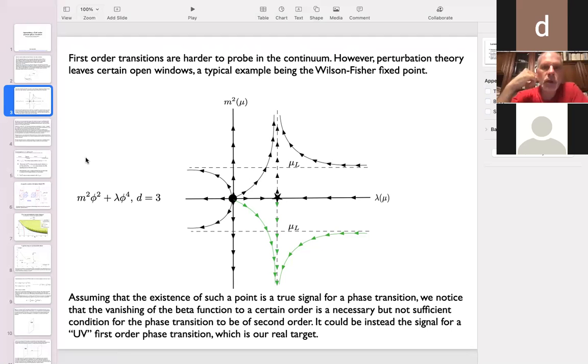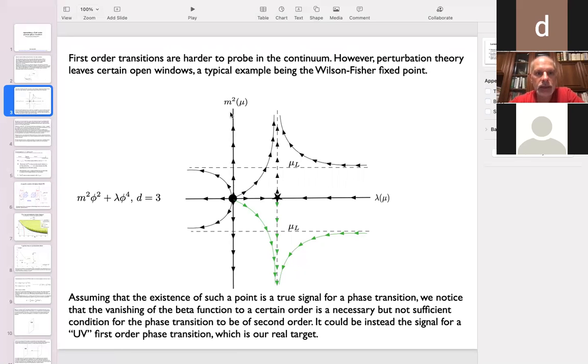Let me give you an example. Let's take a very simple quantum field theory, a scalar theory with a mass term m squared phi squared and an interaction term lambda phi to the 4 in 3 dimensions. Just an example. And this is the phase diagram of this system.